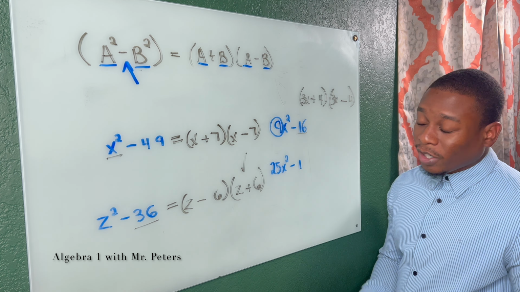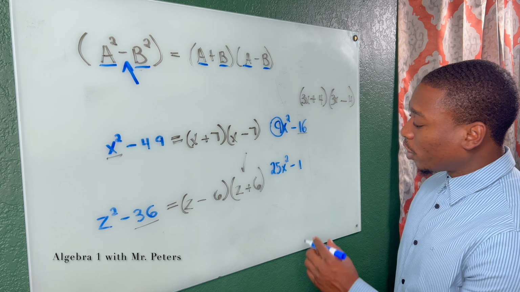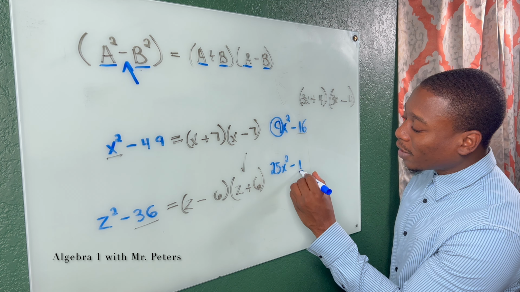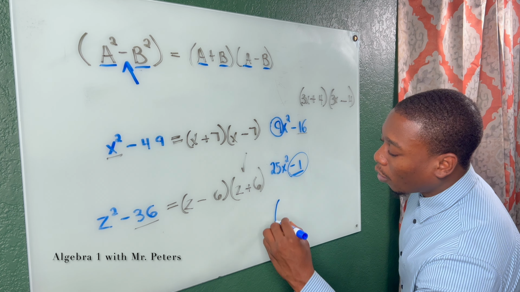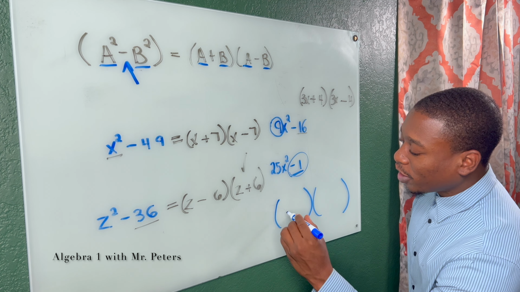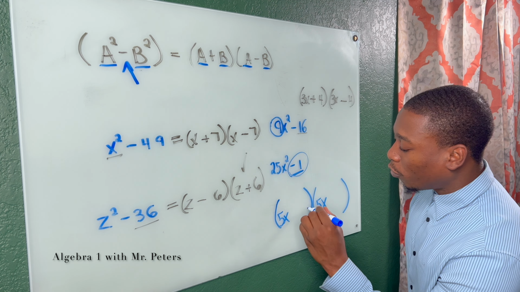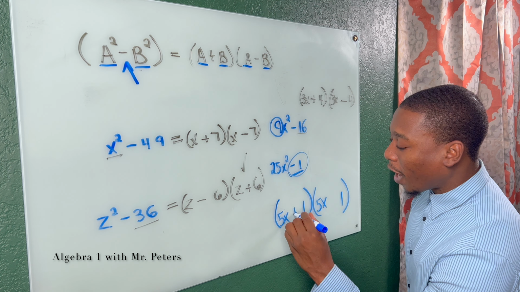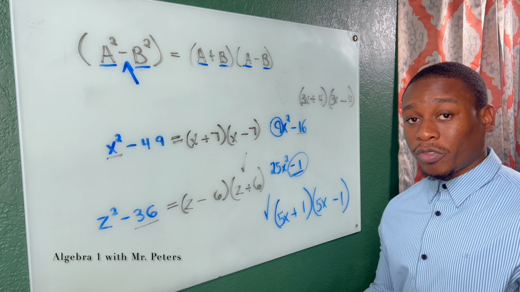Now, in our fourth example, what they like to do is switch it around and kind of confuse you. But just remember that 1 is a perfect square. 1 times 1 will always give us 1. So when I write my two parentheses out, square root of 25x squared is just 5x. Square root of 1 is just 1. We're going to alternate the signs. And then this is the answer for our fourth example.